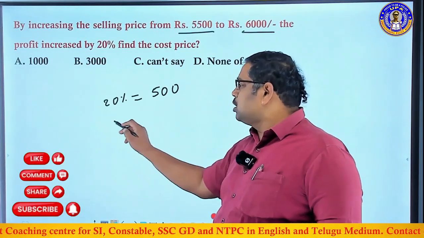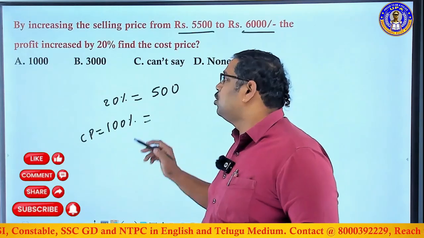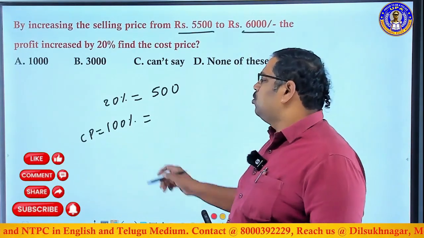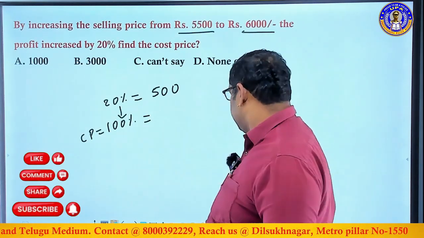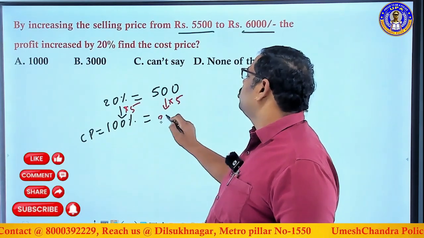So then cost price, we know it is always 100%. I'm again saying that it is not the solution. This is the way that the student will think. So CP is 100% and 20% is 100%, it is becoming simply 5 times. So 500 into 5, answer is equal to 2,500.